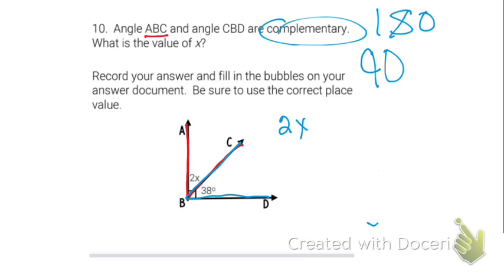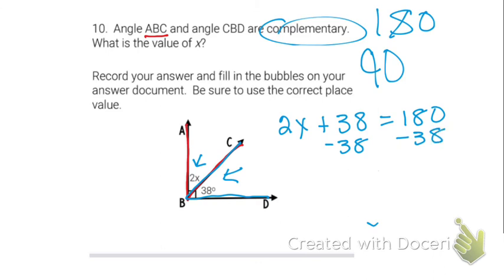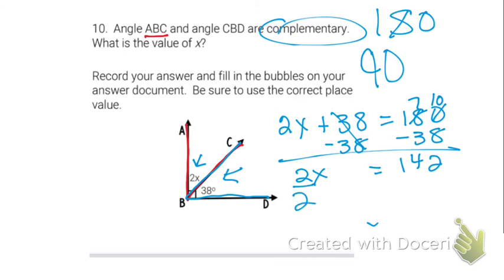So 2x, this angle, plus this angle, which is 38, equals 180. So subtract 38, subtract 38. 142 equals 2x. That means divide by 2, x equals 71 degrees.